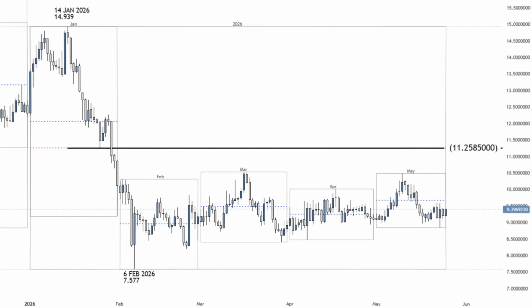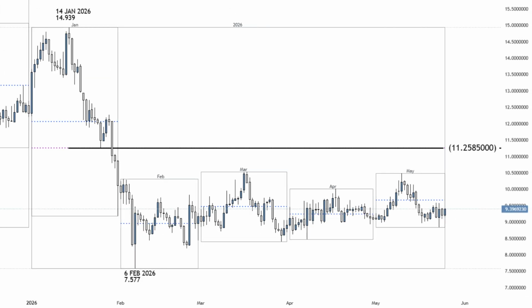Let's begin. First, we need to get some perspective. And with this Avalanche chart, the higher timeframe structure is actually very clean. The 2026 high was made on 14th January at 14.940, and the 2026 low was made on 6th February at 7.577, giving us a yearly midpoint at 11.258. That midpoint is important because it immediately tells us where the balance of power currently sits inside the yearly structure. And importantly, that midpoint has remained completely unchallenged ever since Avalanche formed the February low.